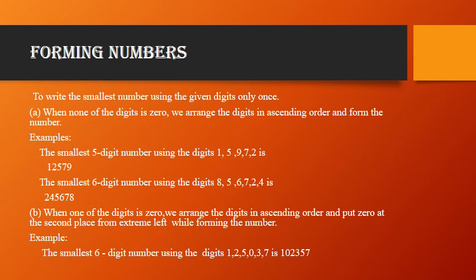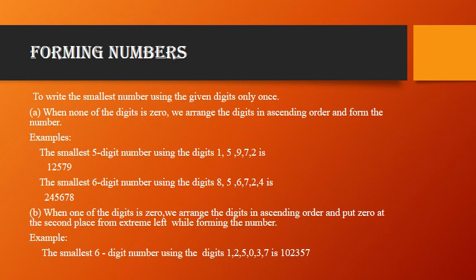As you all can see in the examples, we need to form the smallest 5-digit number using the digits 1, 5, 9, 7, 2. Children, here you all can see that none of the digits is 0. So the simple rule is to arrange the given digits in ascending order. And after arranging the digits in ascending order, we got the number as 12,579.